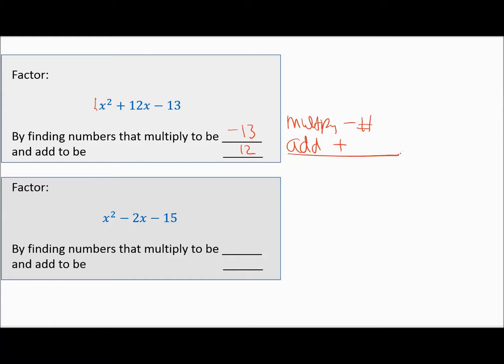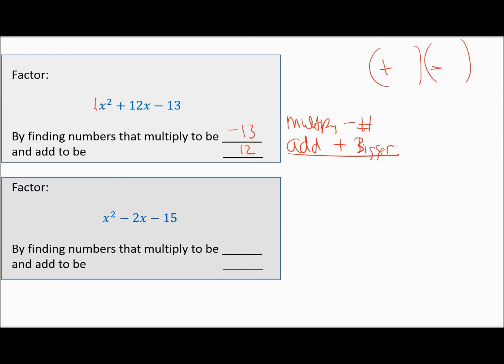Okay, first of all, to multiply to be negative, you know that one of the numbers has to be positive and one has to be negative. That's the only way to do this, with one positive and one negative. But if it adds to be a positive number, the bigger one needs to be positive.